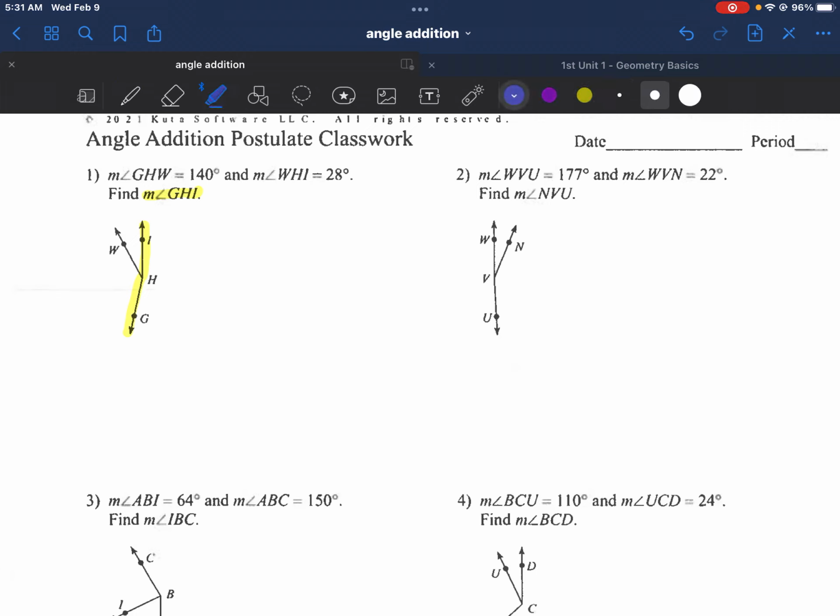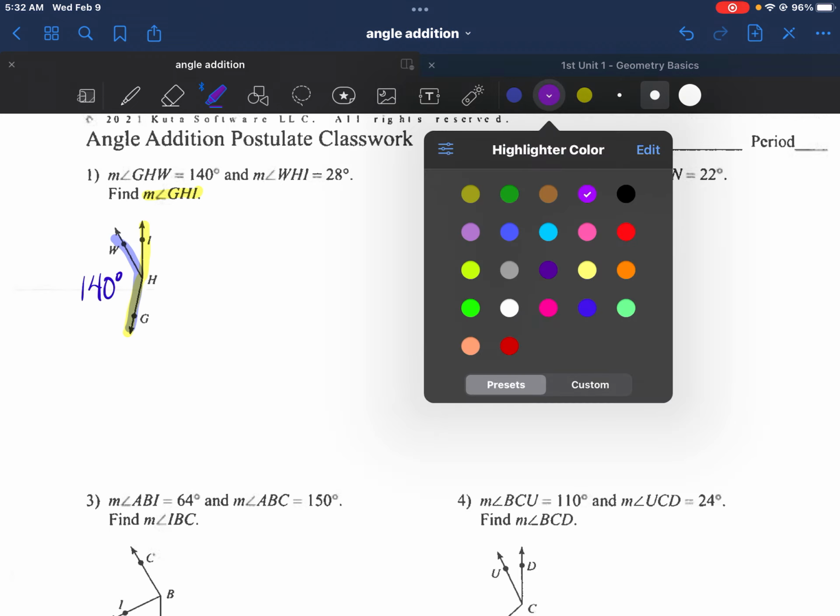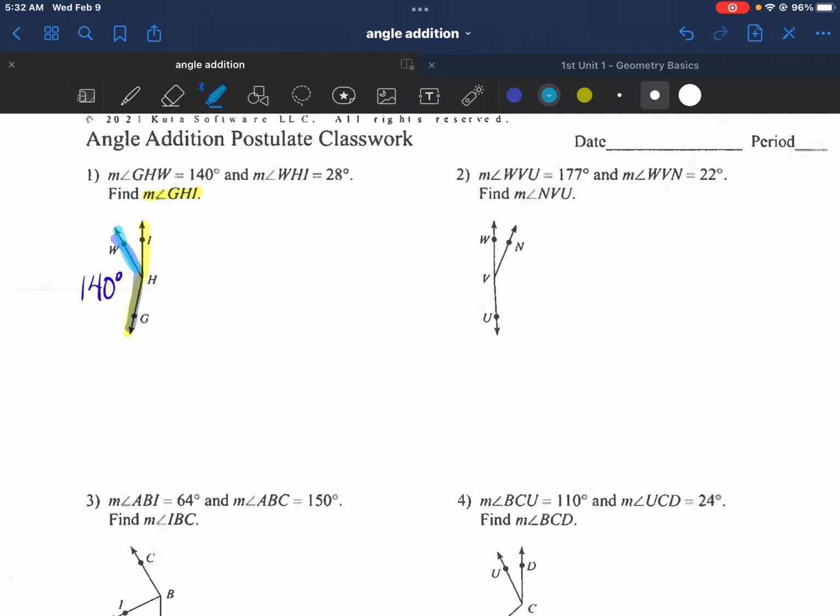So, back to math. You have GHW, which is 140 degrees. I'm going to change my color pen. And then we have WHI. We're going to change highlighters too. So, WHI is 28 degrees.